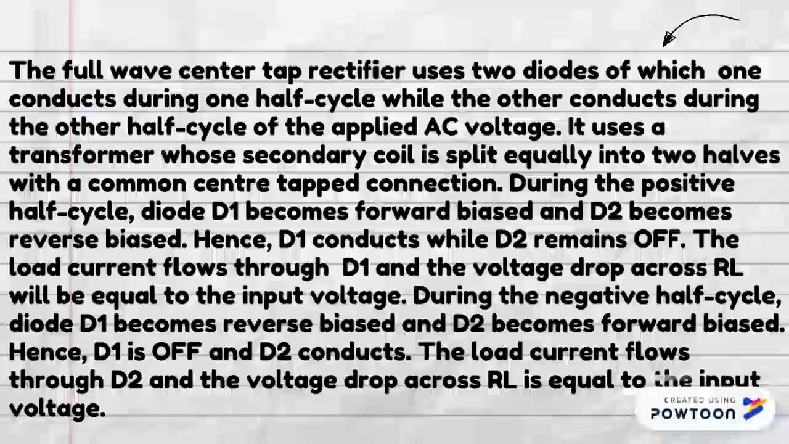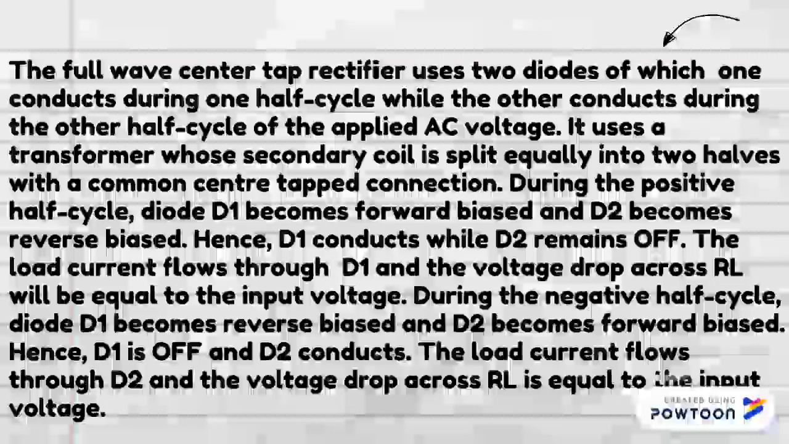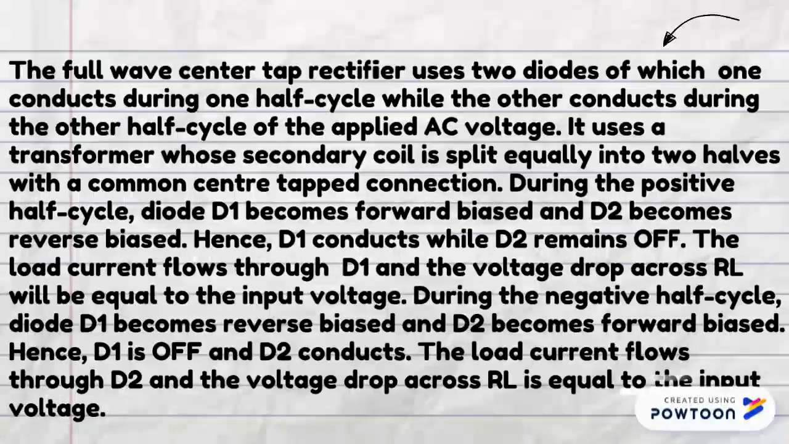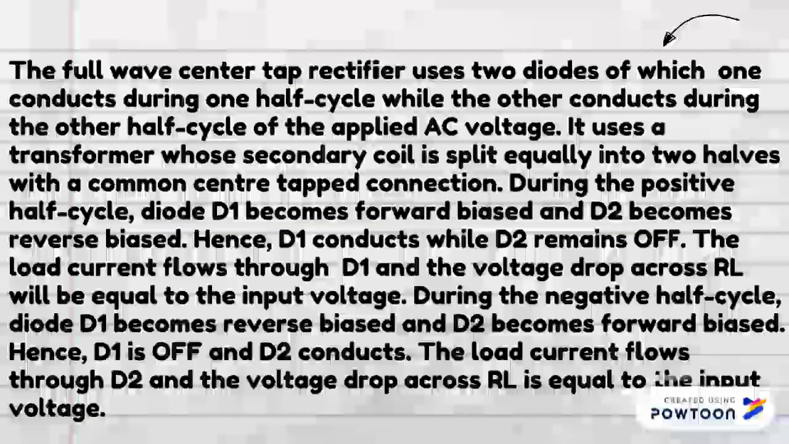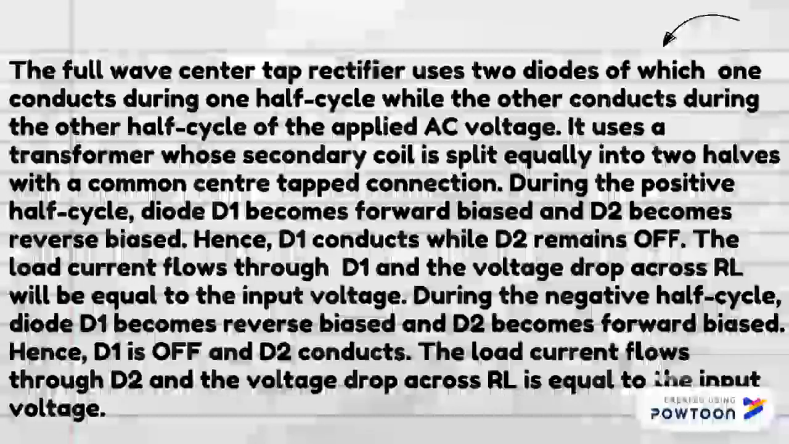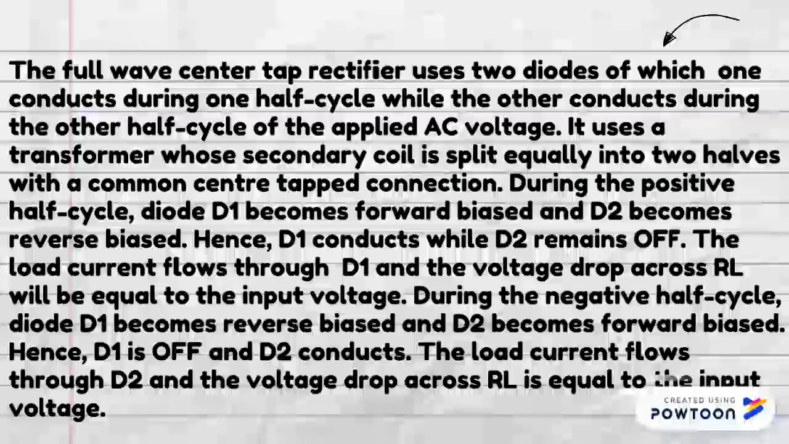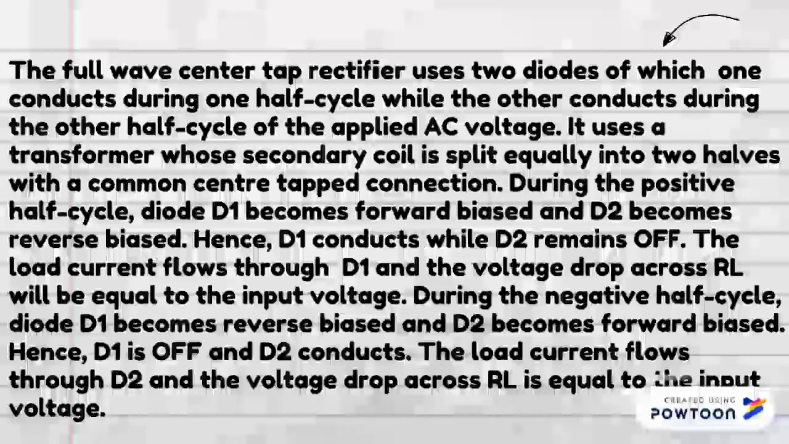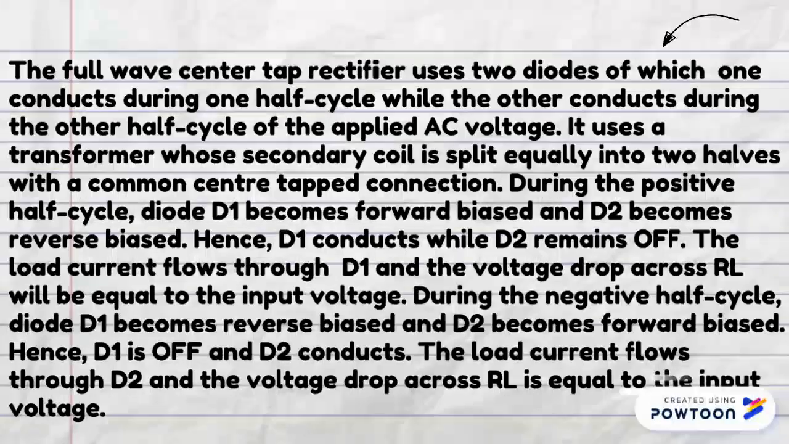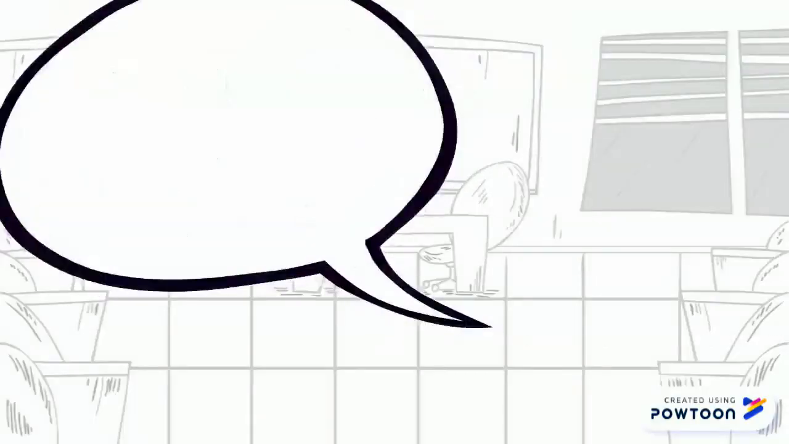During the positive half cycle, diode D1 becomes forward biased and D2 becomes reverse biased. Hence, D1 conducts while D2 remains off. The load current flows through D1 and the voltage drop across RL will be equal to the input voltage. During the negative half cycle, diode D1 becomes reverse biased and D2 becomes forward biased. Hence, D1 is off and D2 conducts. The load current flows through D2 and the voltage drop across RL is equal to the input voltage.